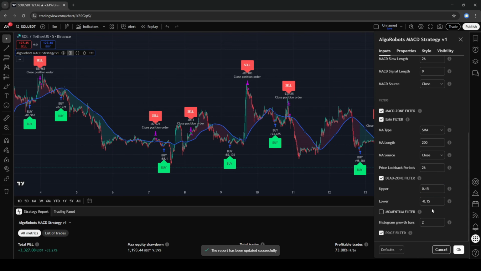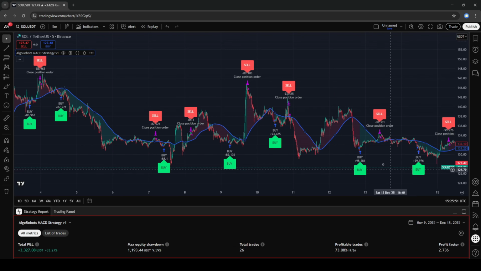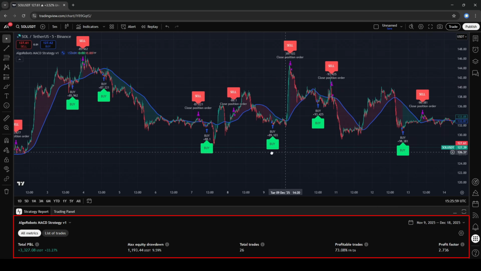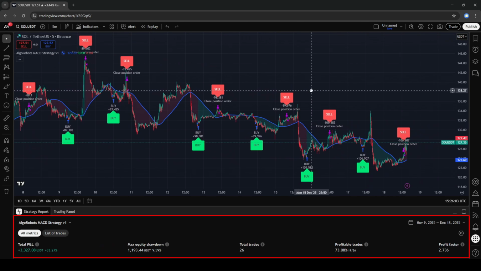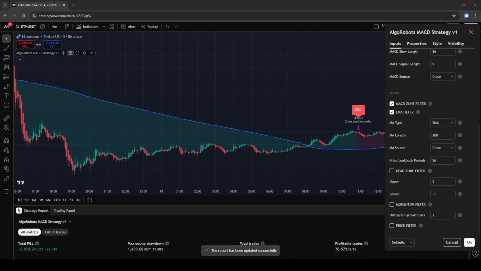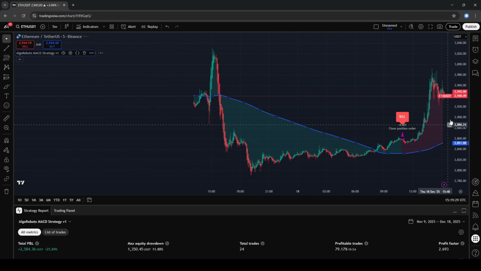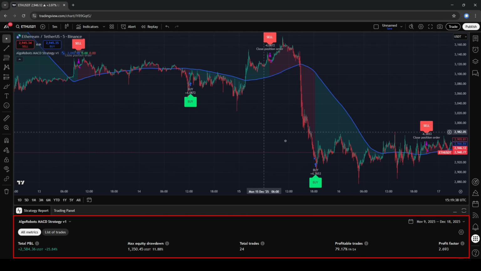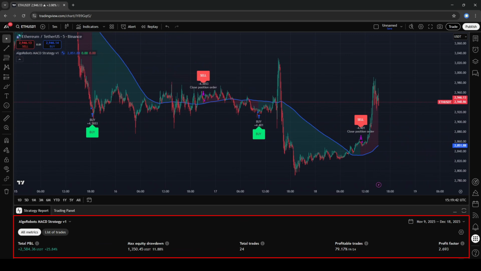After several tests, we achieved a 33.27% return, with a maximum drawdown of 9.55%, a total of 26 trades, and a 73% profitability rate. Applying the exact same testing process to ETH USDT, we obtained a 25.84% return, with a drawdown of 11.88%, a total of 24 trades, and a 79.17% profitability rate.